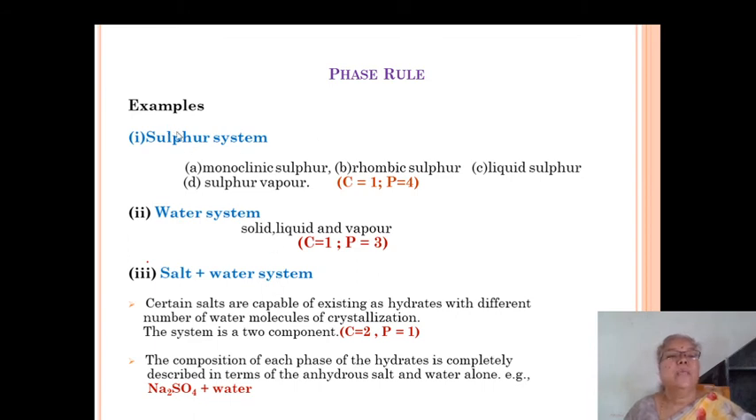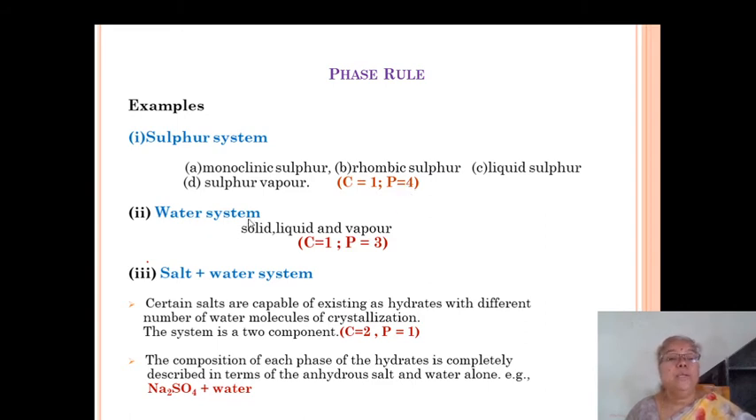Then the examples of a one component system. Here, the sulfur system consists of four phases, and the four phases are monoclinic sulfur, rhombic sulfur, liquid sulfur and sulfur vapor. As the sulfur system consists of one component, but there are four phases.